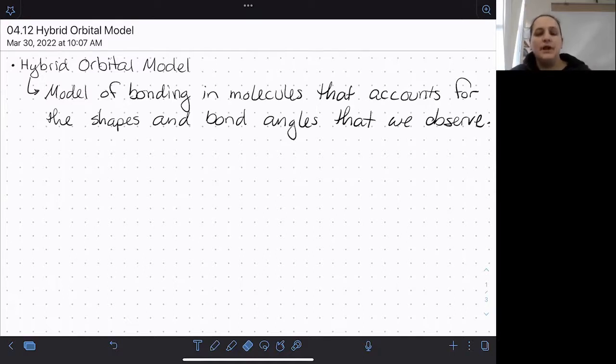So the hybrid orbital model essentially takes atomic orbitals and does what's called a linear combination to them, which is different combinations of adding and subtracting, the simplest way to think about it. Remember that orbitals are described by mathematical functions, and what we get is hybrid orbitals. So hybrid orbitals are the result of different combinations of atomic orbitals.